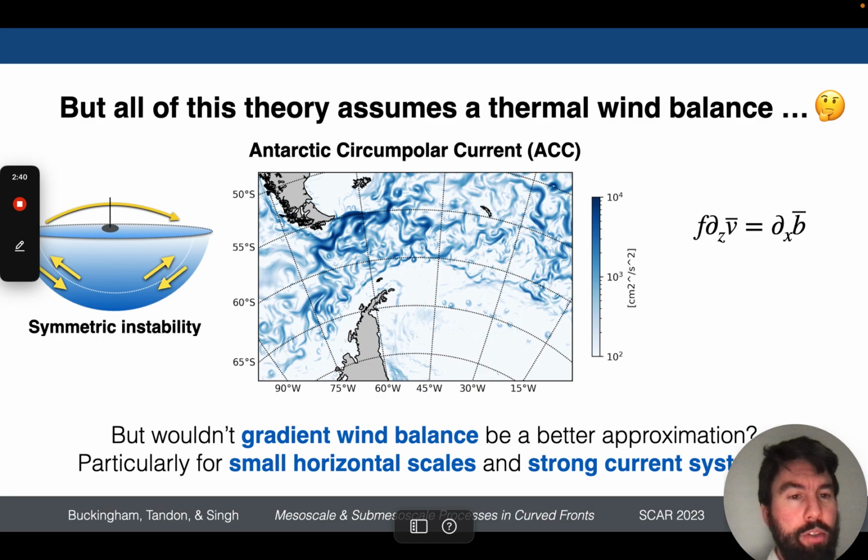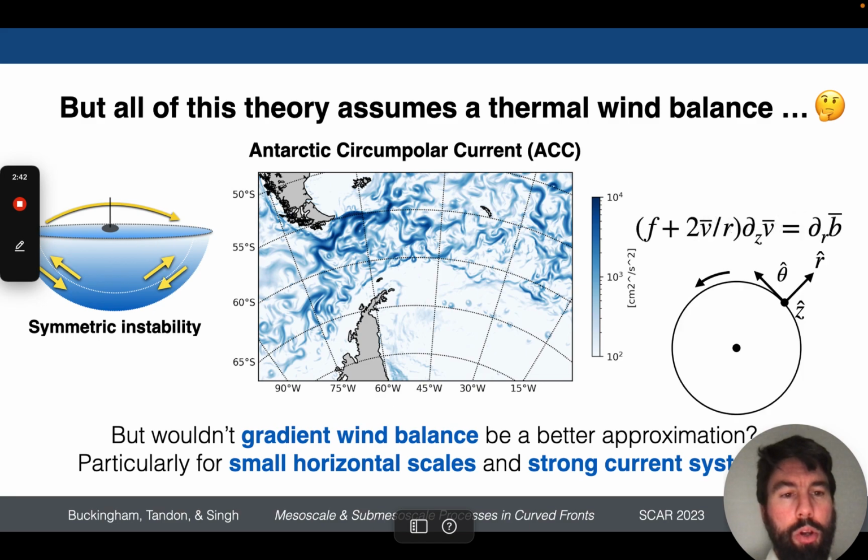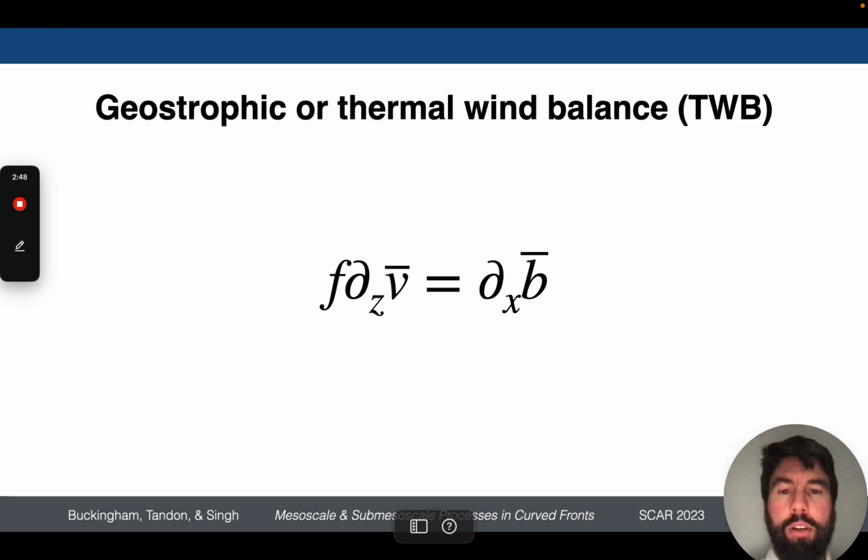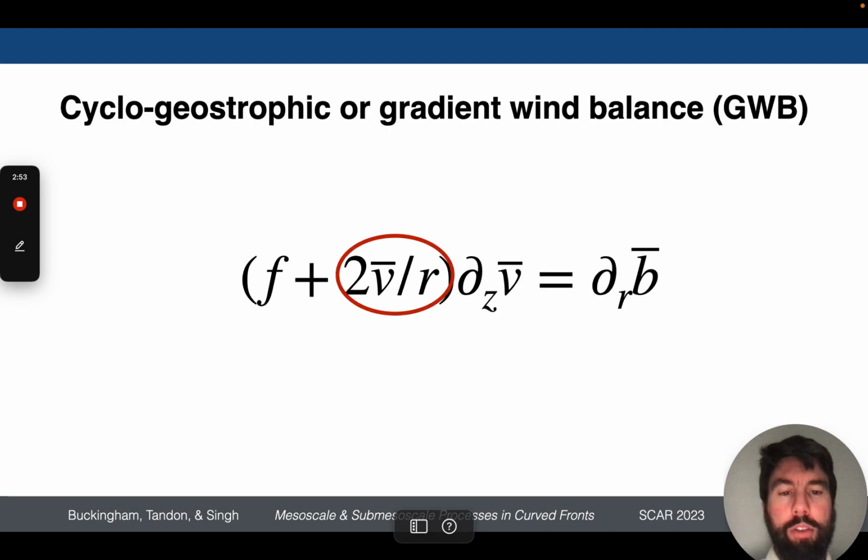So for example, this is a thermal wind balance. When does the curvature term matter in the gradient wind balance? So this is, again, the thermal wind balance. And when does this term matter? So this is a gradient wind balance.